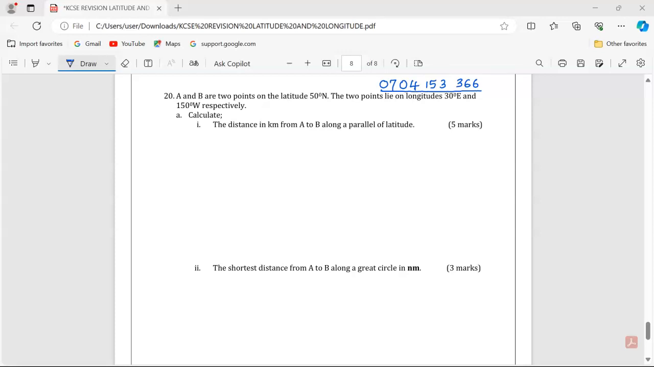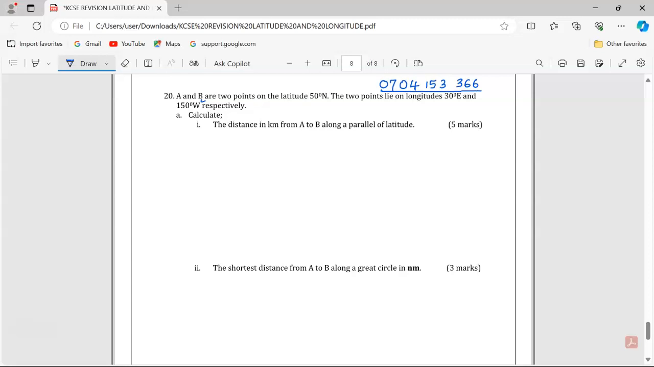We're going to discuss longitudes and latitudes. A and B are 2 points on the latitude 50 degrees north. The 2 points lie on longitudes 30 degrees east and 150 degrees west respectively. Part A, calculate (i) the distance in kilometers from A to B along a parallel of latitude.